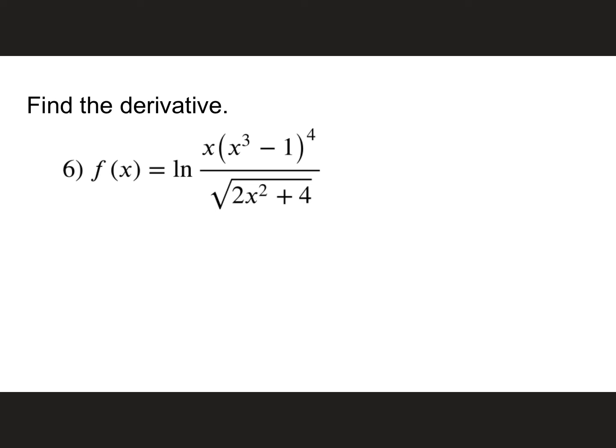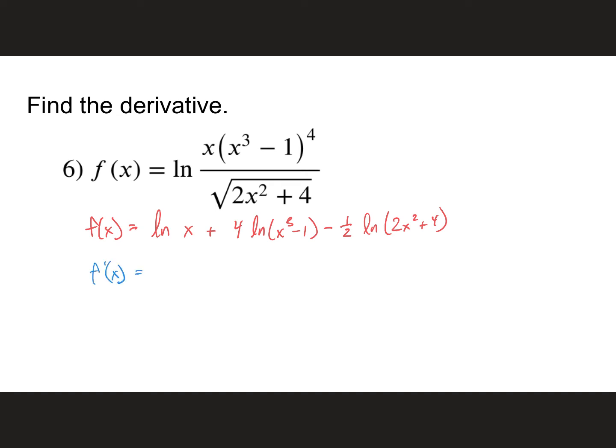So here we go. Here's what the real trick is with this. Natural log will allow us to expand this logarithm. So instead of me having to worry about all that stuff, I can use my expanding properties and rewrite this as the natural log of x plus 4 natural log of x to the third minus 1 minus 1/2 the natural log of 2x squared plus 4. Now watch how easy it is to take the derivative of this. I just take the derivative of each part individually.